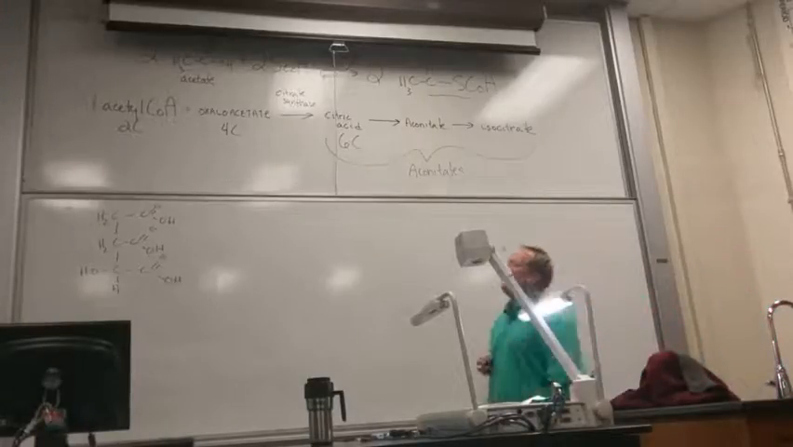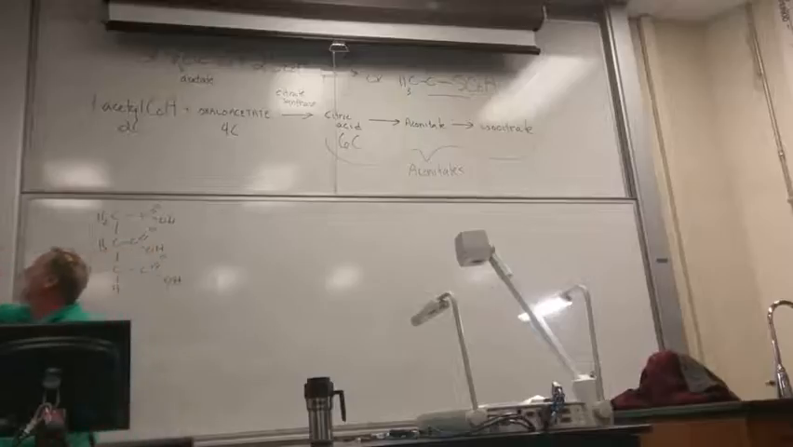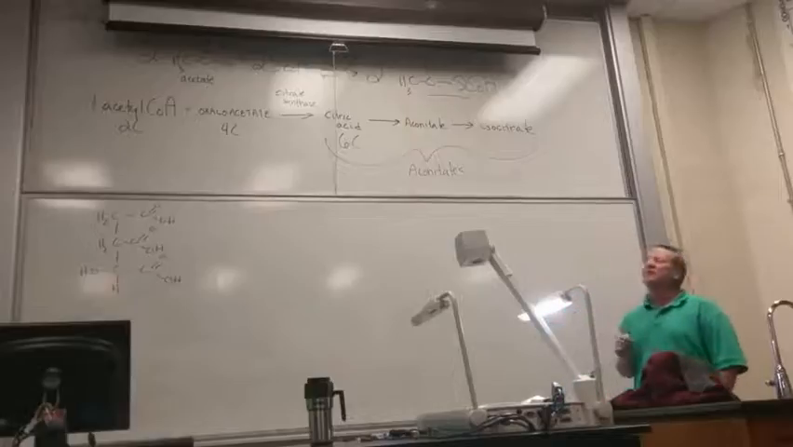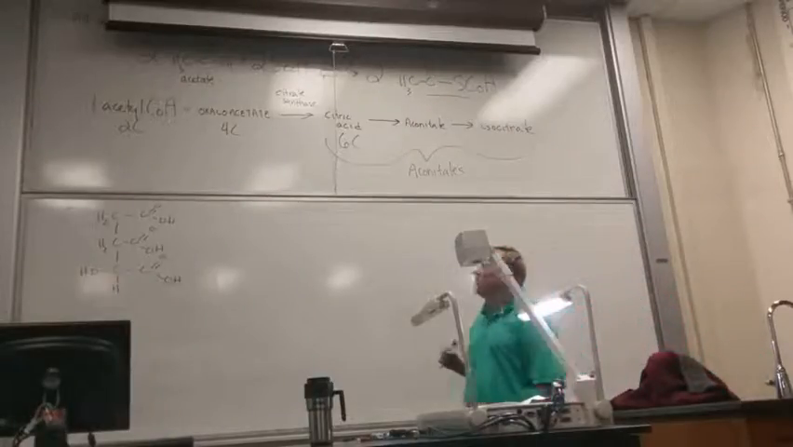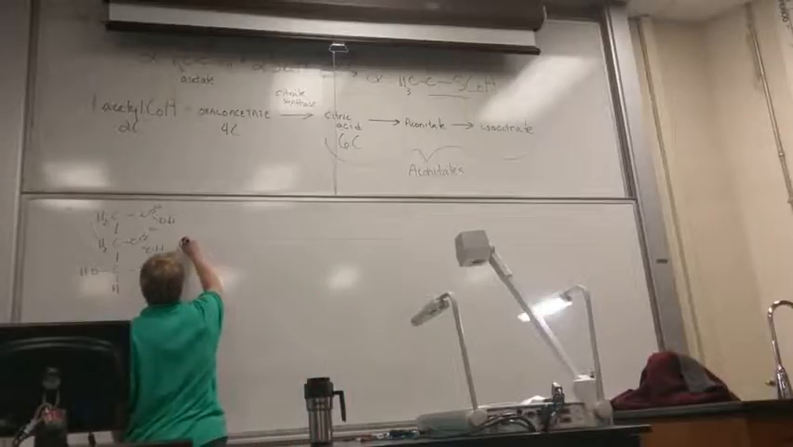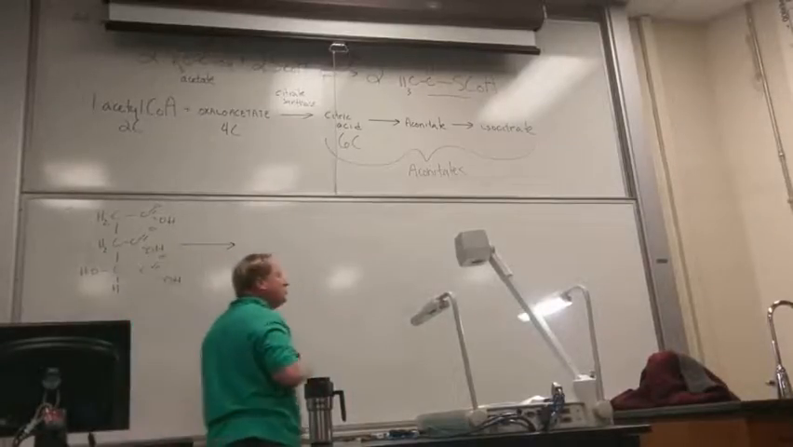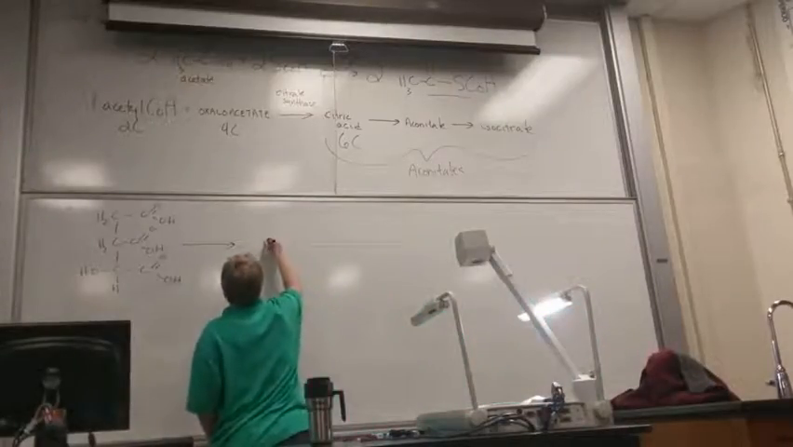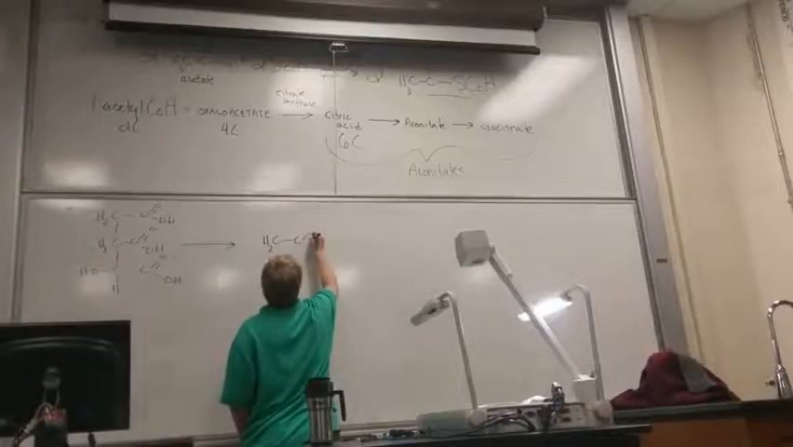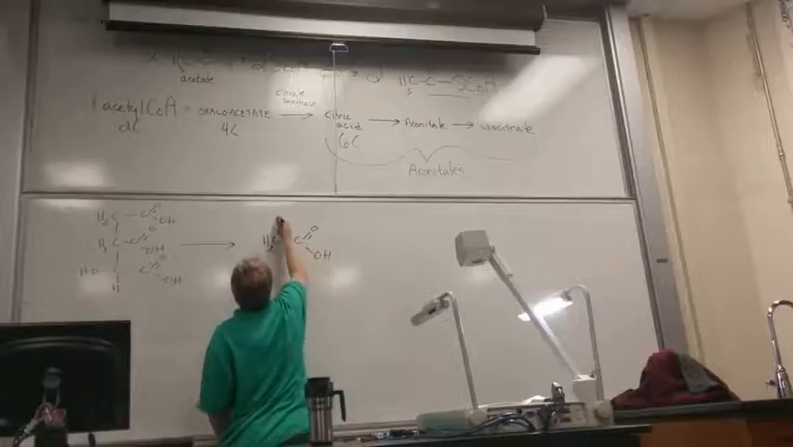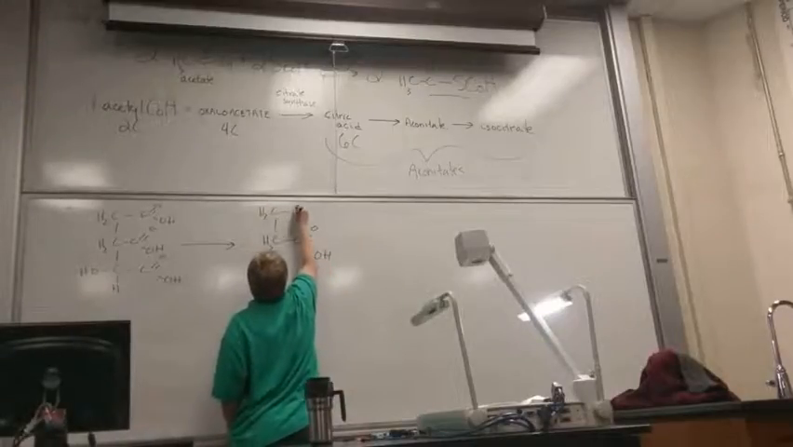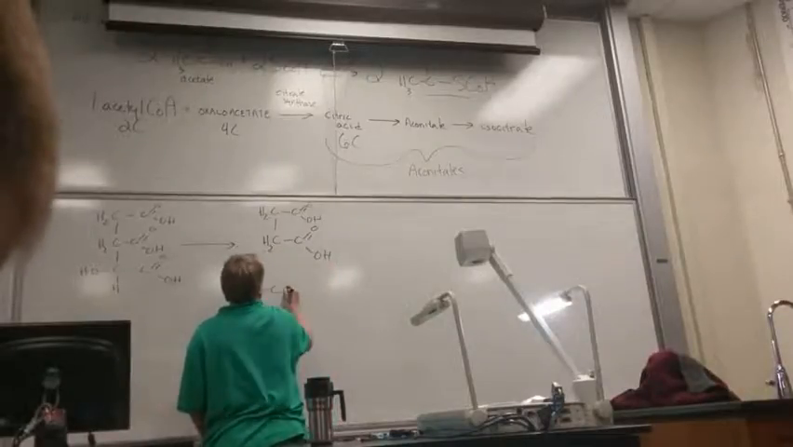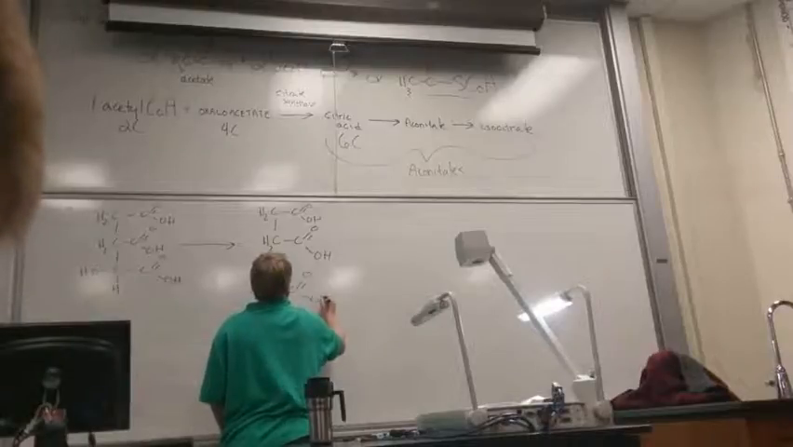When we oxidized isocitrate and got our oxalosuccinate, we liberated CO2. But here we're going to split the molecule, and we cannot generate a gas. We cannot lose any carbon. This molecule is going to be split into two molecules. One of them is succinate. And the other molecule is this guy here.